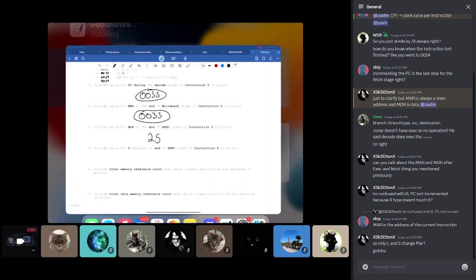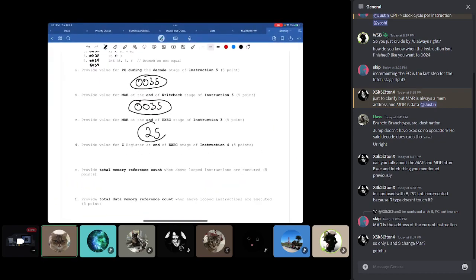Where was I? Okay. So yeah, that's 25. And then it says here, provide value for the Z register at the end of exec stage of instruction 4. So we know with the Z register, that means we're dealing with some R type, right? Because Z is only used when we're dealing with R types. And we're saying at the end of the exec stage of instruction 4. Since we're saying at the end of the exec stage, we know with exec stage of R type, that's when the Z register is filled, and then that's when the register that we're filling is filled from the Z register, right?